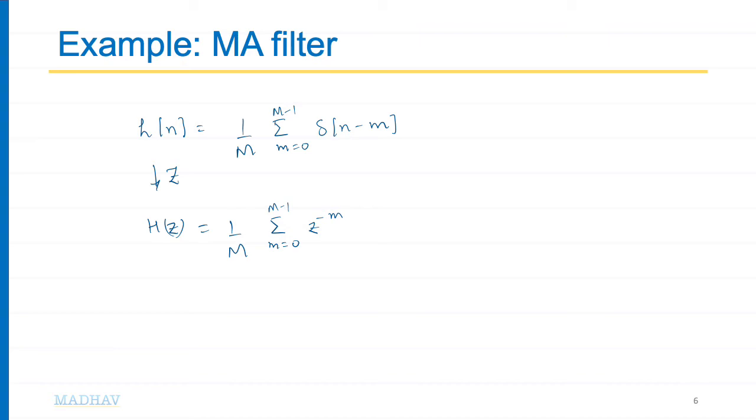So for delta of n minus m, the z transform will be z to the power minus m times 1, which is z to the power minus m. Now what is this term? Let's simplify it. It's a GP. Can we take the sum of the GP? Yeah, it's this thing. So basically this is my transfer function.